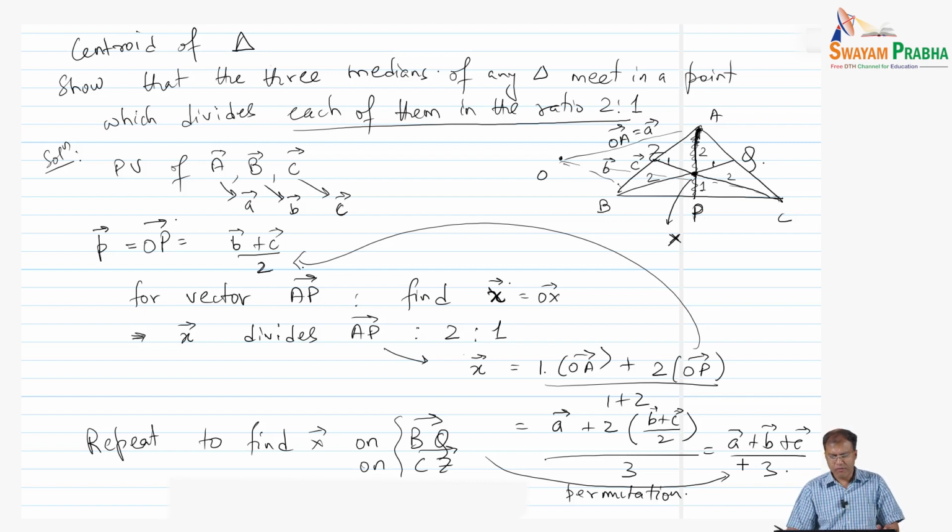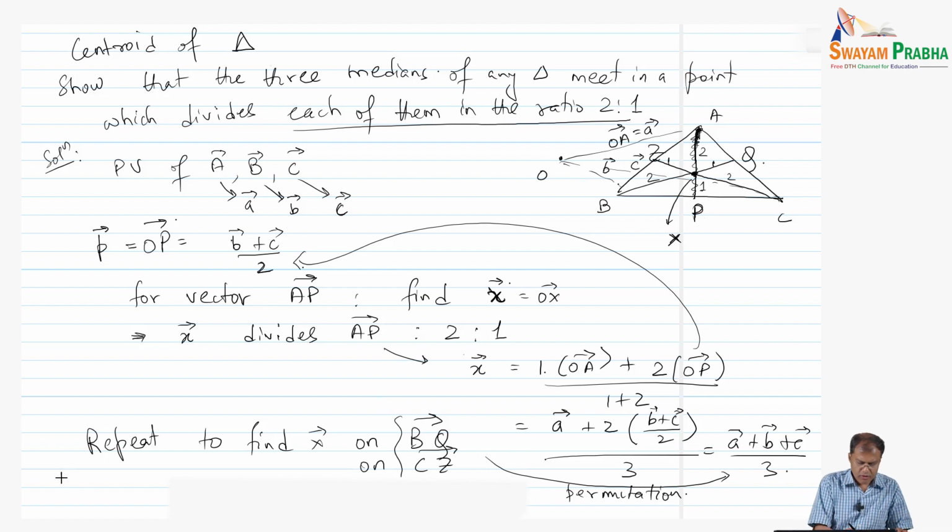So essentially what I am saying is, whether you had taken the line AP or the line BQ or the line CZ, you are going to get the position vector of x all the same in the 3 cases. Hence we see that the position vector of x which divides these median lines is the same, and hence the centroid is the common point of intersection.